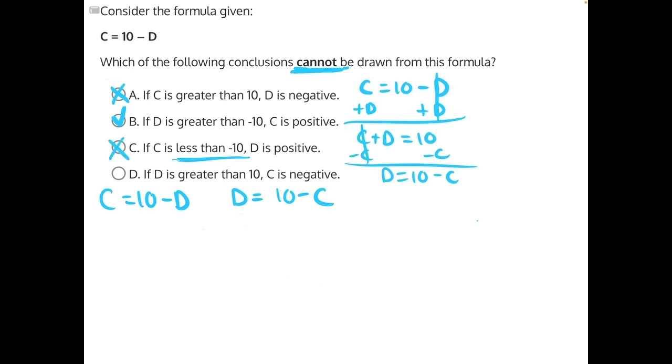And finally, answer choice D. If D is greater than 10, C is negative. This is the same wording as answer choice A with the variables switched. Normally, that means we should treat it as an independent statement, but in this case, these equations are so similar that if we were to switch the variables, they would be identical to one another. So if answer choice A was a true statement, that means answer choice D is also going to be a true statement. And in this case, when we're looking for a false statement, that means D is incorrect and B is our correct answer.